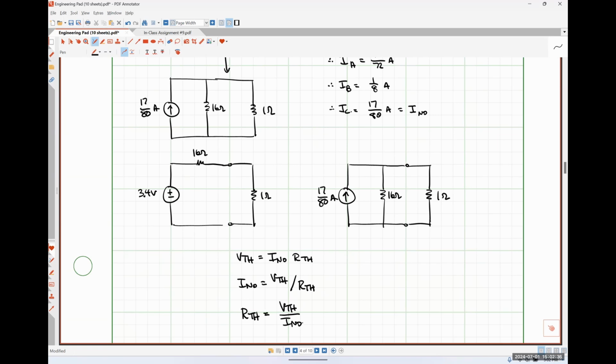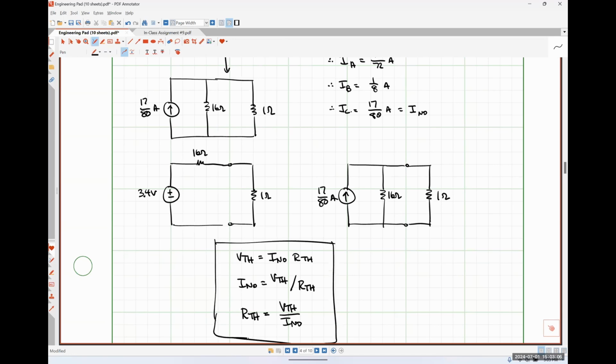So if we take 3.4 and divide that by 16, I get 0.2125. Well, 17 over 80 is 0.2125, right? So realistically, if we can find two of those three quantities, we can always figure out what the third one is from these relationships.